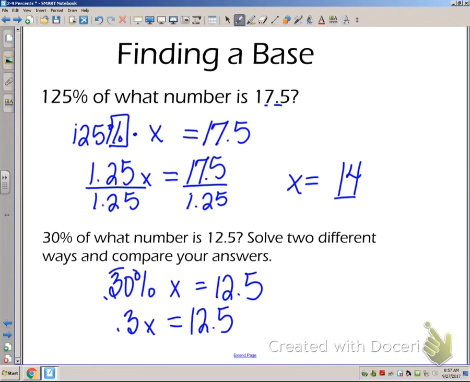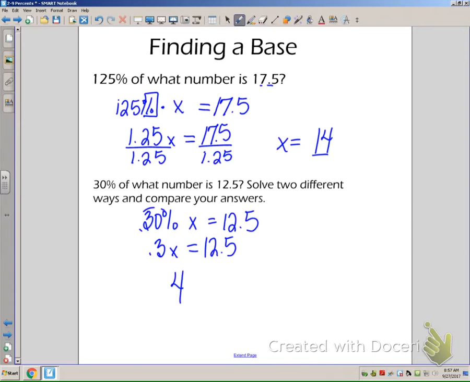So let's convert that. That would be 41 2/3. Or not 2%, I'm sorry, 41 2/3 is the number that is 30%. So let me clarify that for a second. The question said 30% of what number is 12.5? So we would say 30% of 41 2/3 is 12.5.